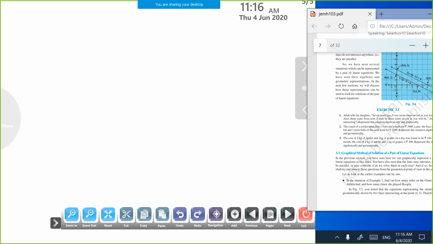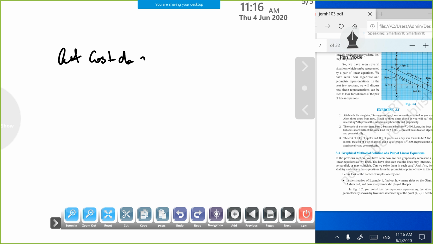Let the cost of a bat be x rupees, and the cost of a ball be y rupees. We suppose that the cost of one bat is x rupees and the cost of one ball is y rupees. Clear?